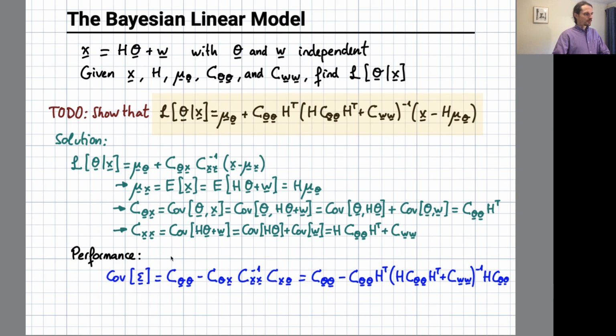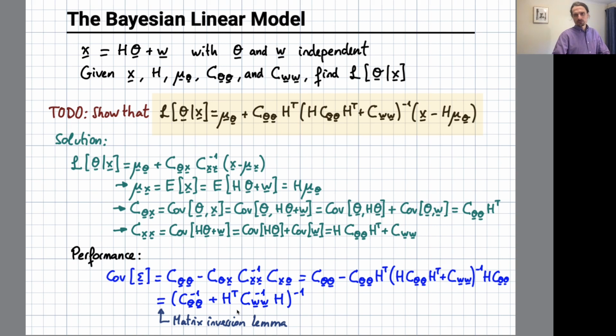To obtain the performance, we can apply the general expression for the covariance of the error of the LMMSE estimator and substitute again these values, which will yield something like this. And if we want something fancier, we can apply the matrix inversion lemma to find that this covariance is given by the inverse of this matrix.